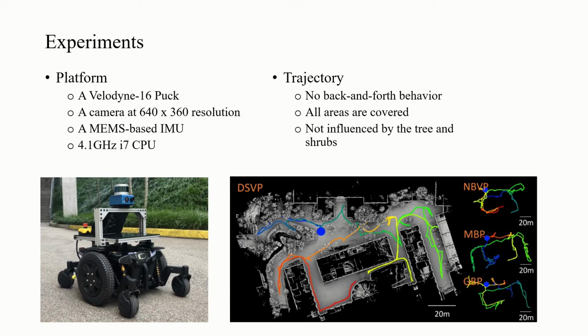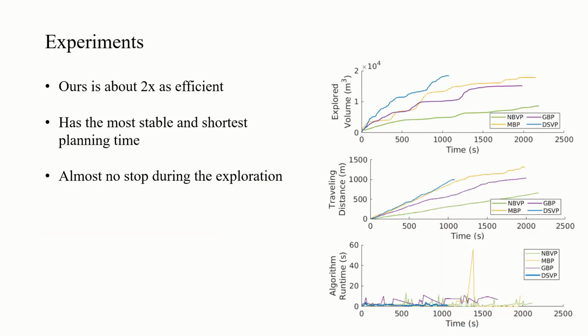The right figure includes the trajectories of all methods. Our trajectory covers all areas and never goes back and forth. Only MBP can cover all areas, but still has some back and forth in some open area, like the right bottom corner. GBP missed one area in the left bottom, and NBVP has the most back and forth behaviors and missed many parts of the map.